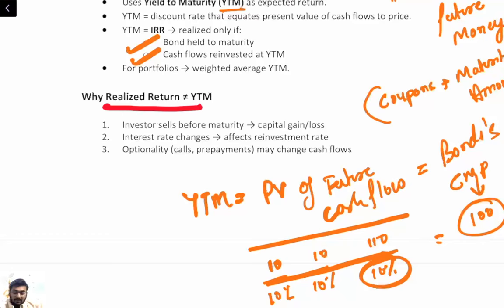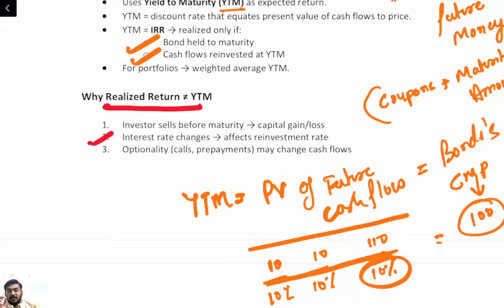First one is the investor sells before the maturity. If he does not hold the bond till maturity, you will not get the YTM. Price may be higher, capital gain. Price may be lower, capital loss. So this will change your return. Clear? Second reason is interest rate keeps on changing.